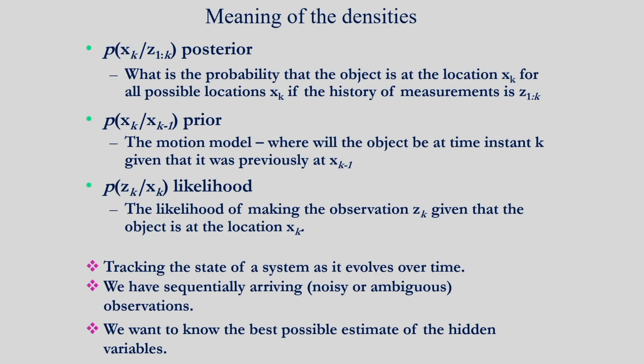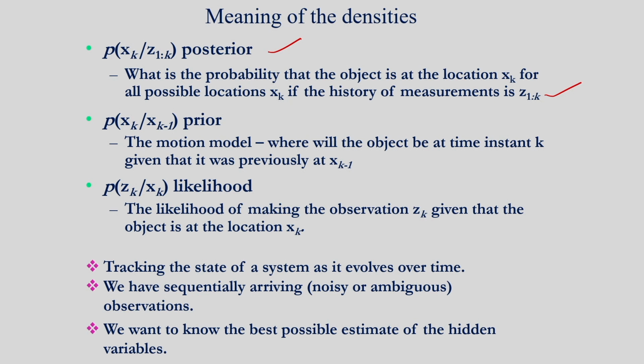So, what is the meaning of the densities? The first one is the probability of xk given z1 colon k, that is the posterior density. What is the probability that the object is at the location xk, for all possible locations xk, if the history of the measurement is z1 colon k? This is the definition of the posterior density.